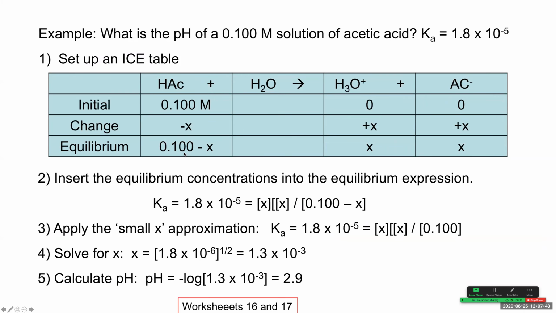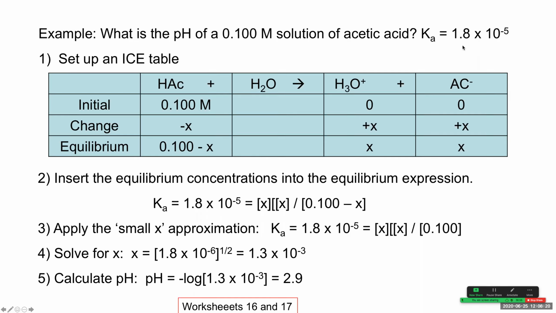All right, so our equilibrium concentrations are going to be 0.1 minus X for acetic acid, X for hydronium ion concentration, and X for acetate ion. It says insert the equilibrium concentrations into the equilibrium expression. If we do this and solve, we'd have X squared over 0.1 minus X equals 1.8 times 10 to the minus 5.